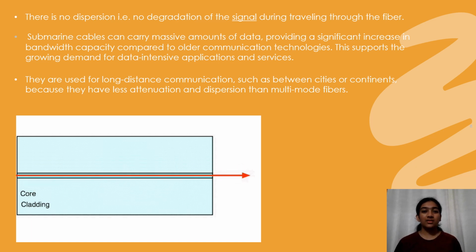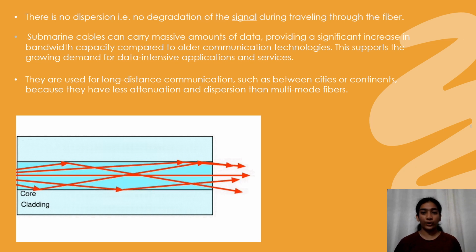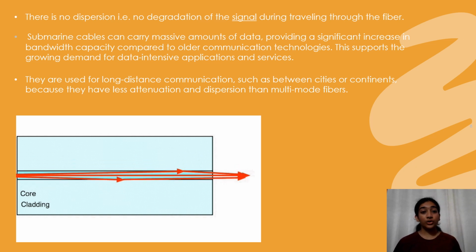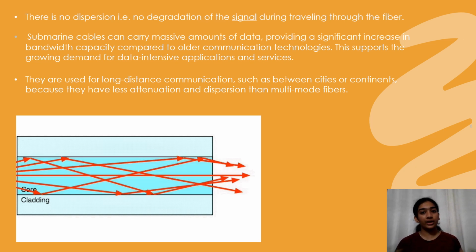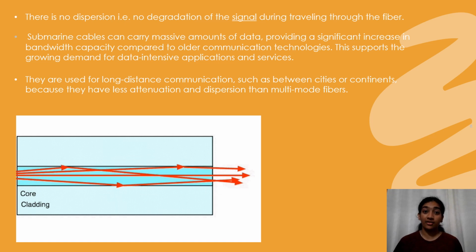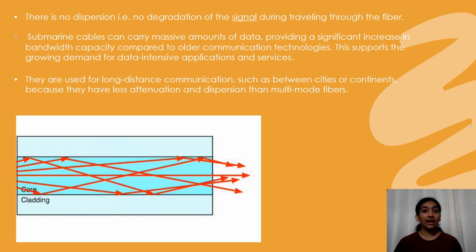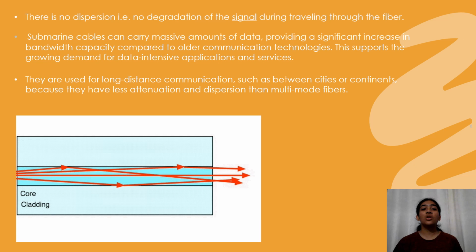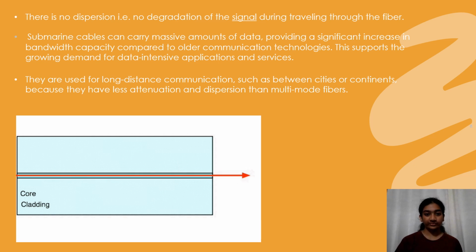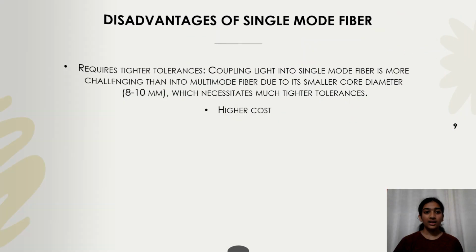And submarine cable systems refer to a network of cables laid on the ocean floor that enables the transmission of various forms of communication such as telegraph messages, calls, data, and internet services. They're used for long distance communication. Disadvantages is it requires tighter tolerances and is of higher cost.